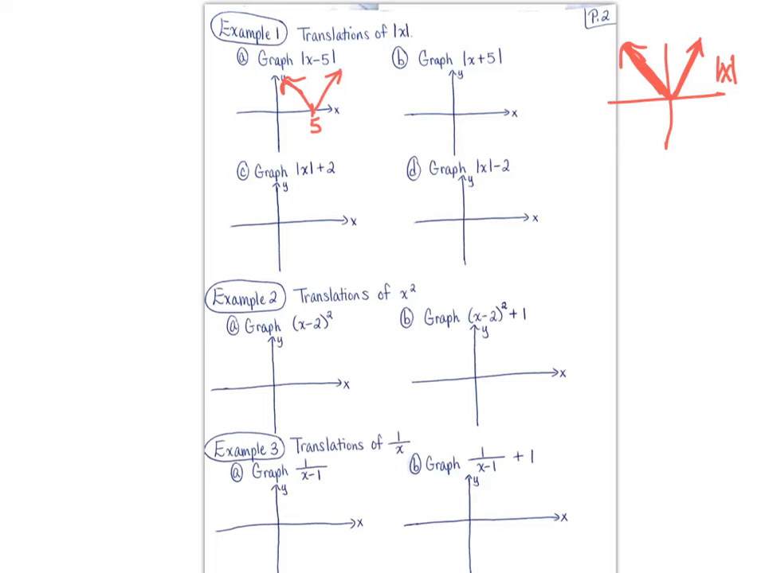The absolute value of x plus 5, the plus 5 is on the inside, so that means you go to the left 5. There you go. The absolute value of x plus 2, this plus 2 on the outside says you take this graph and shift it up k units, so up 2 units. So we go up to 2 and we sketch our graph. The absolute value of x minus 2 says we take this graph and shift it down 2 units.